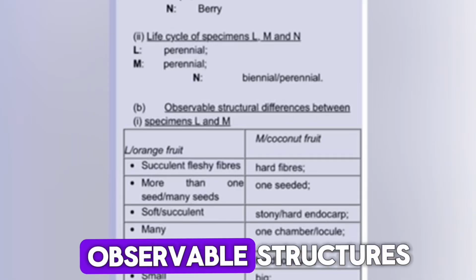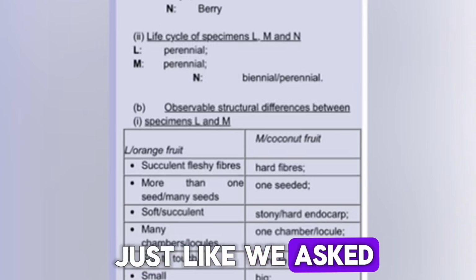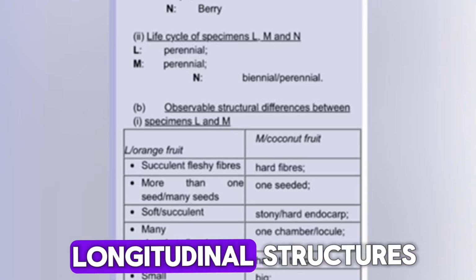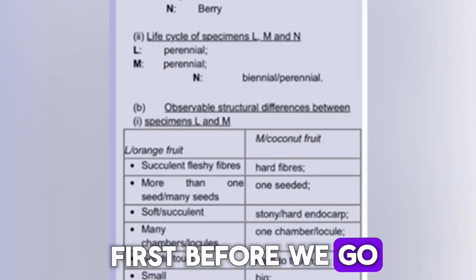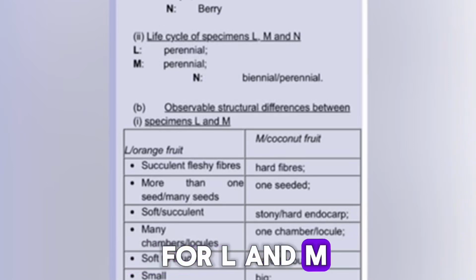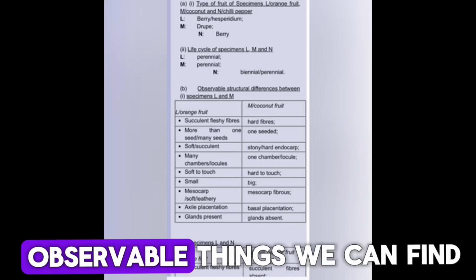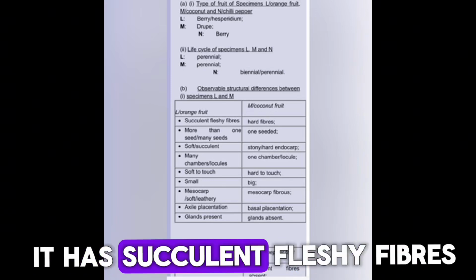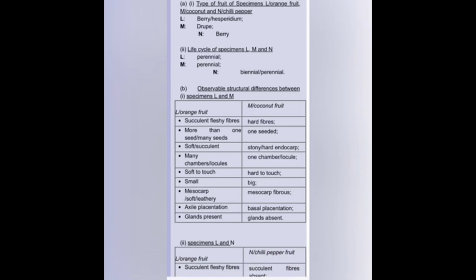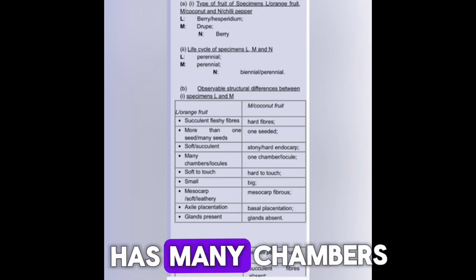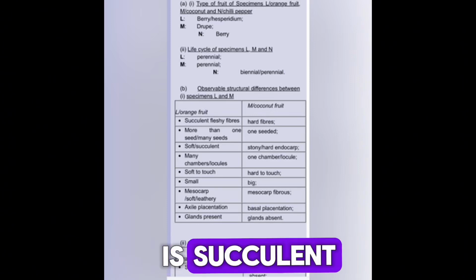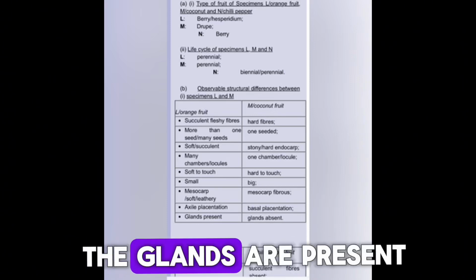Now, what are the observable structures? Just like we were asked, the observable longitudinal differences between L and M first, before we go to L and N. For L and M, these are the observable things we can find. L has succulent fleshy fibers. It is soft to touch. It is small. It has many chambers. It is soft and succulent. The glands are present.